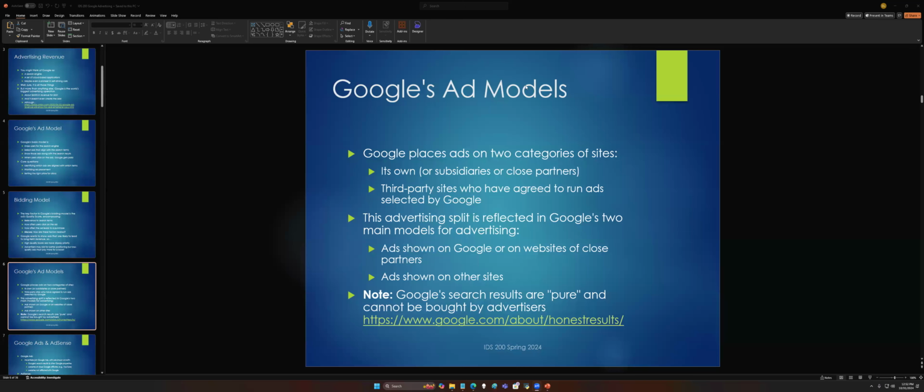Now, as far as Google's ad models, there are basically two of them. So Google puts ads on two kinds of sites. Number one, its own sites, right? Or its subsidiaries or close partners. So Google's had some interesting drift over the years as far as which sites are its own.